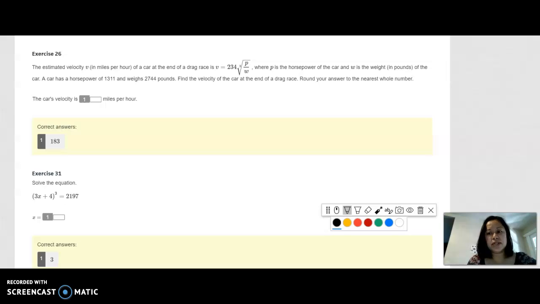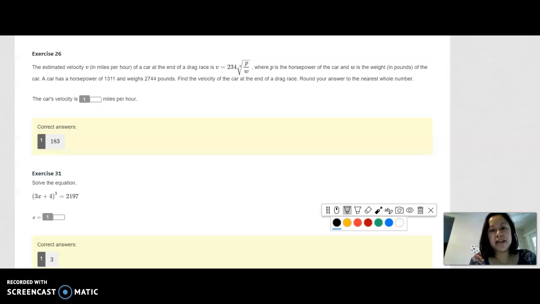All right, I'll go ahead and do 26. The estimated velocity v in miles per hour of a car at the end of a drag race is v equals 234 times the cubed root of p over w, where p is the horsepower of the car and w is the weight in pounds of the car. A car has a horsepower of 1,311 and weighs 2,744 pounds. Find the velocity of the car at the end of a drag race. Round your answer to the nearest whole number.